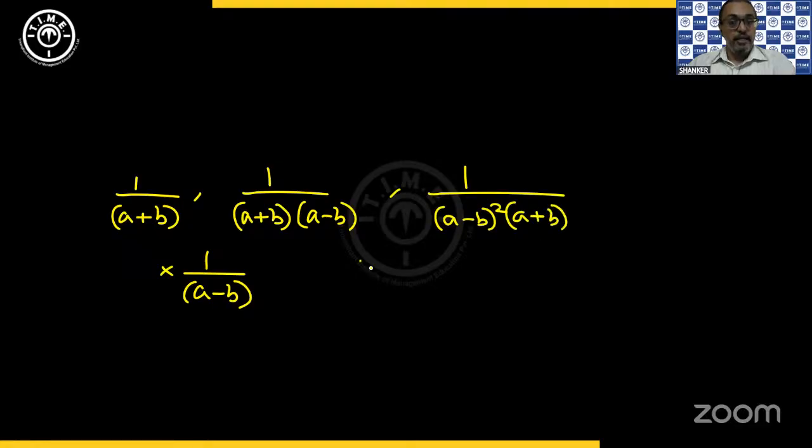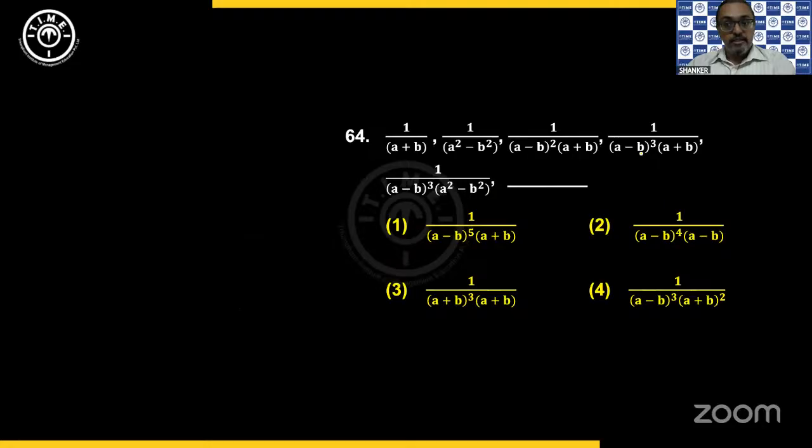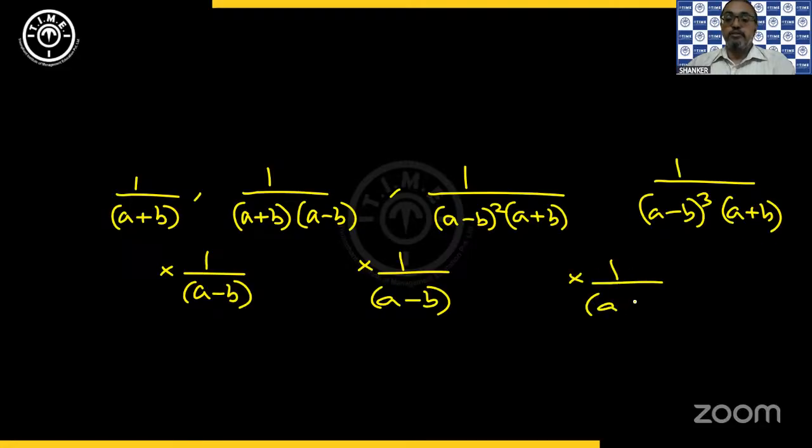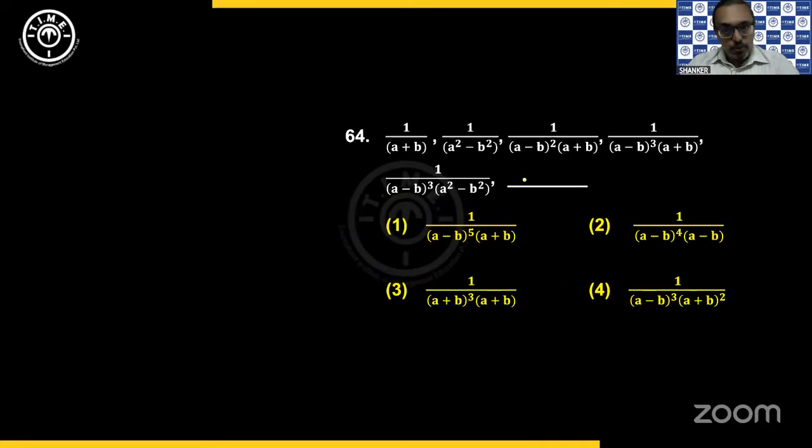So what is happening? Again, you are multiplying 1 upon a minus b. Then what next? 1 upon a minus b whole cube into a plus b. So 1 upon a minus b whole cube into a plus b. So again, what is happening? Now multiplying 1 upon a minus b. You don't need to write and check here. For explanation purpose, I'm writing and checking. But you can observe it directly here.